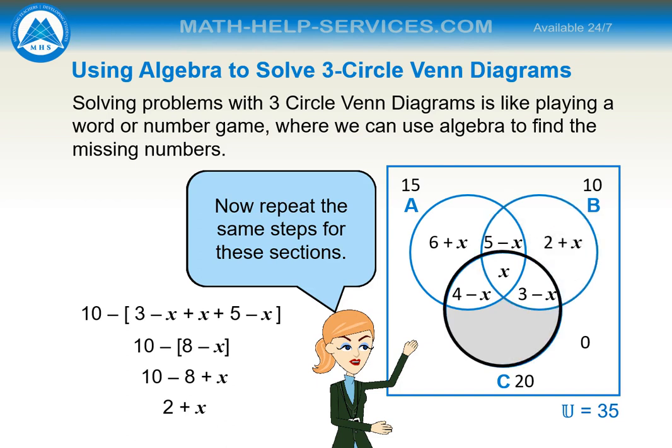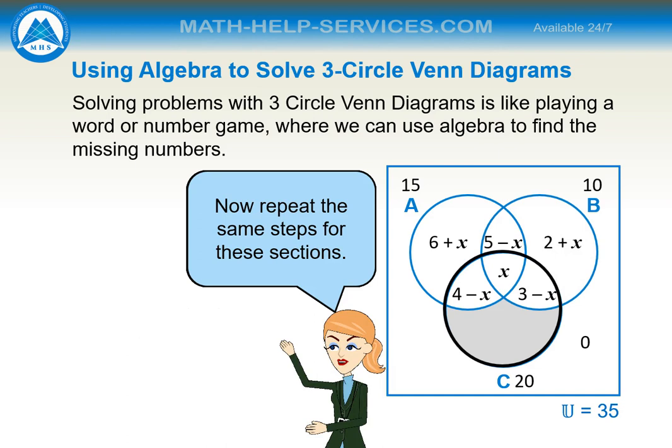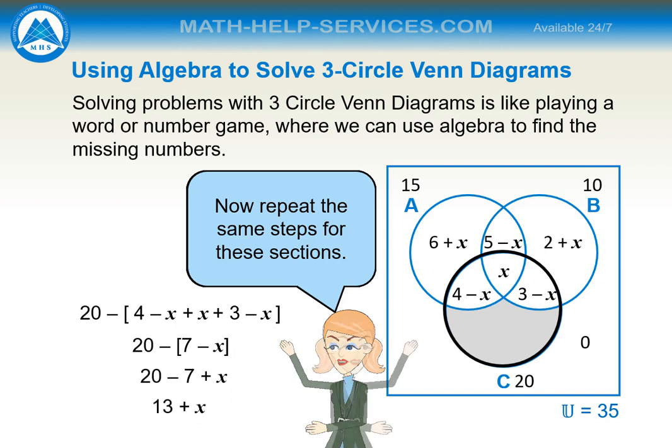Now looking in here at this circle, we start with 20 minus the overlap. That would be 4 minus x plus 3 minus x. Combining like terms inside the brackets, distributing the minus sign over the brackets. Combining like terms again, we get 13 plus x.